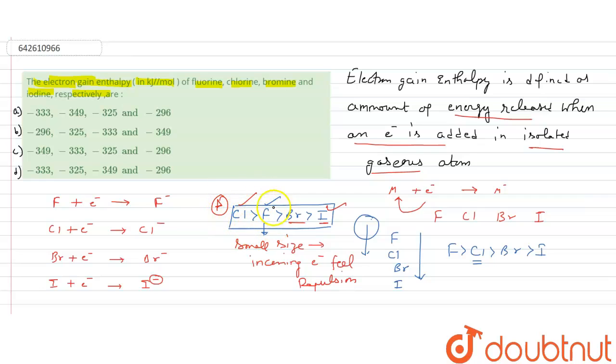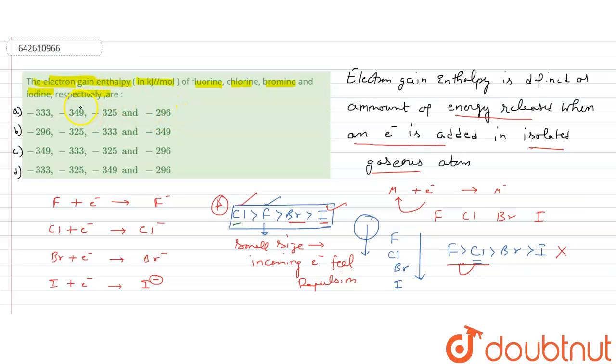Just by considering this trend, you can easily give the answer to this question. Which halogen has the highest electron gain enthalpy? That is chlorine. Now you just have to find the highest data in the options. You can see the values here: 33, 349, 325, and 296.